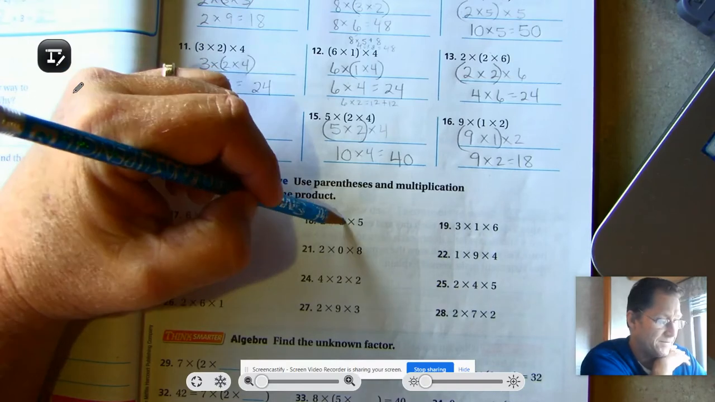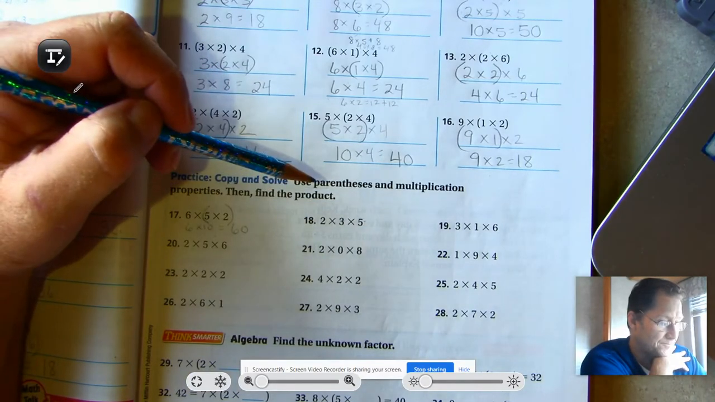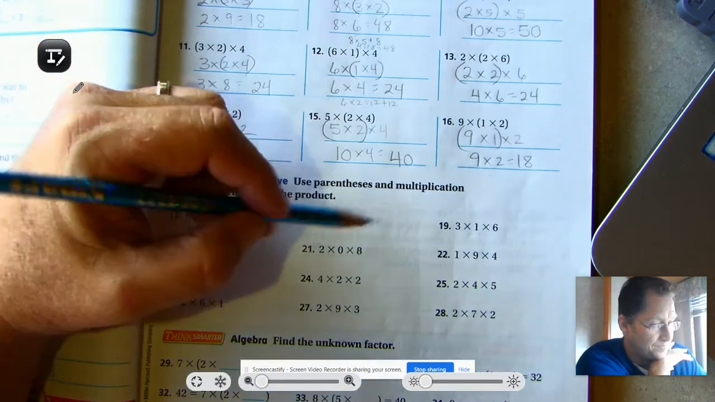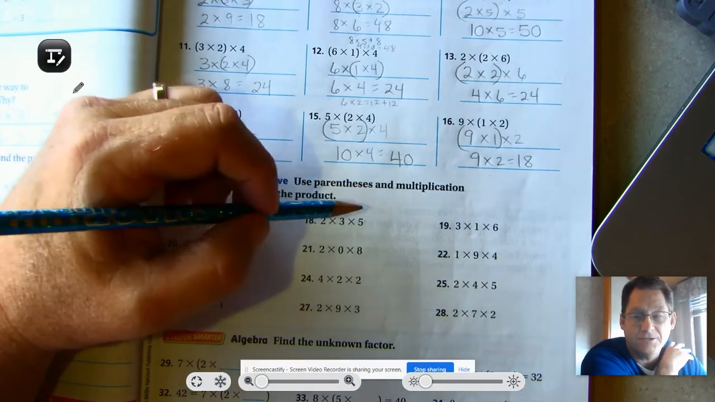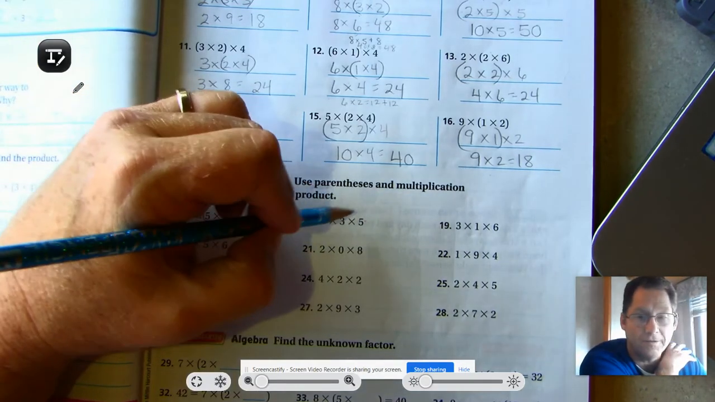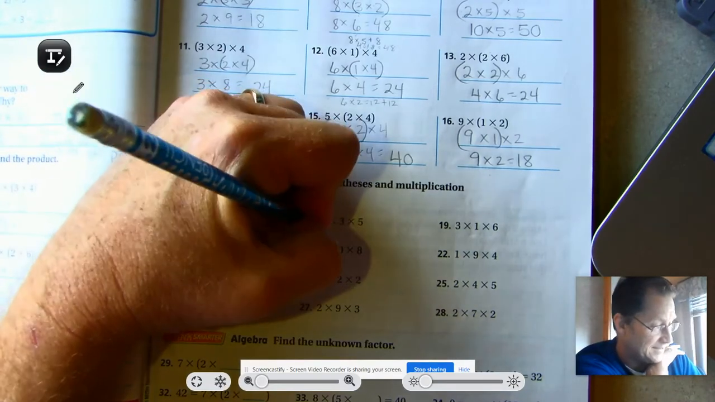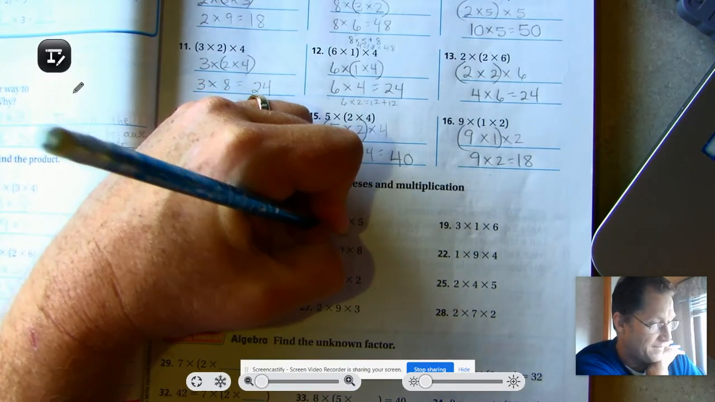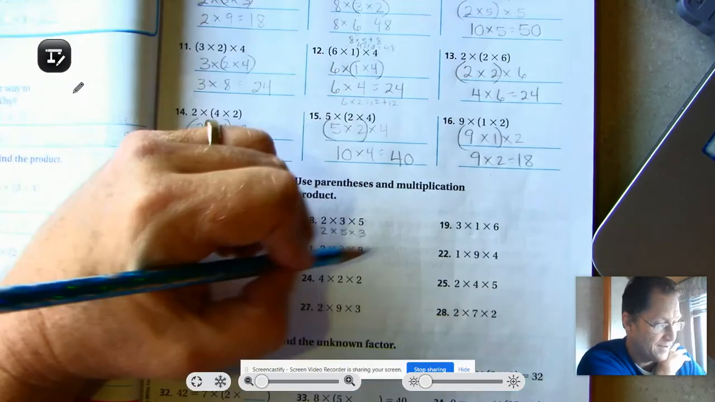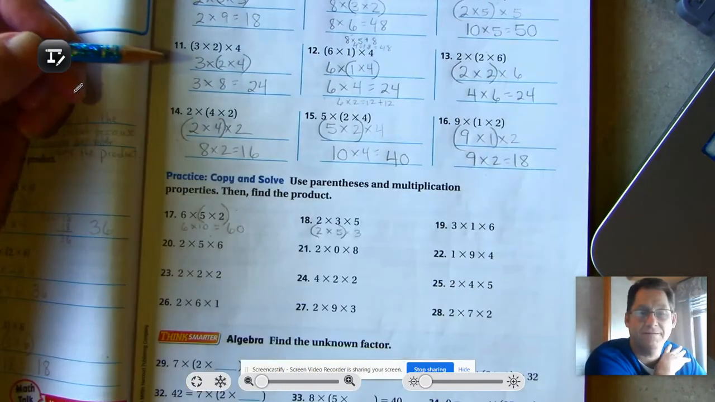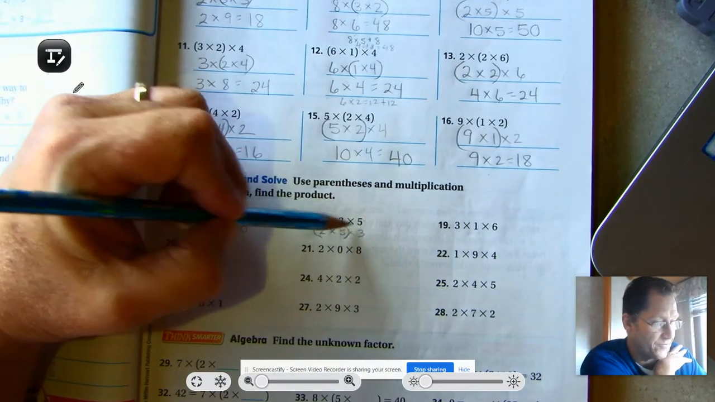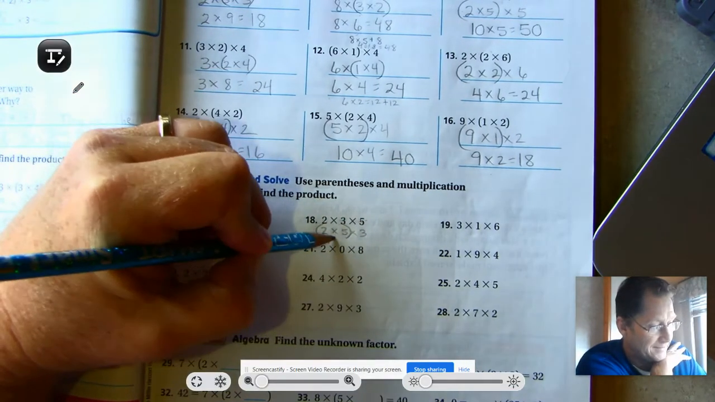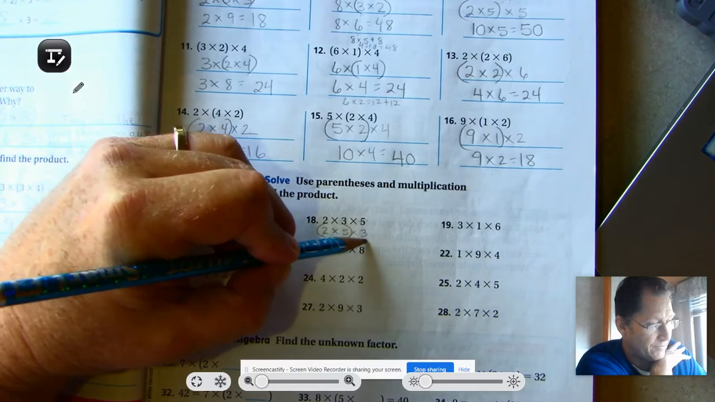2 times 3 times 5. Actually, I think it's easier to switch the order of two of my numbers in this case, and instead say 2 times 5 times 3, and then group 2 times 5. So I use the commutative property to change the order of the 5 and the 3. So 10 times 3, I would get 30.